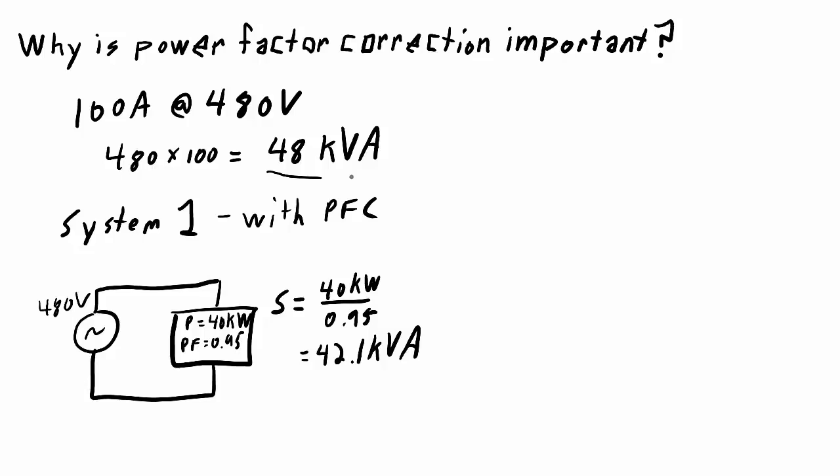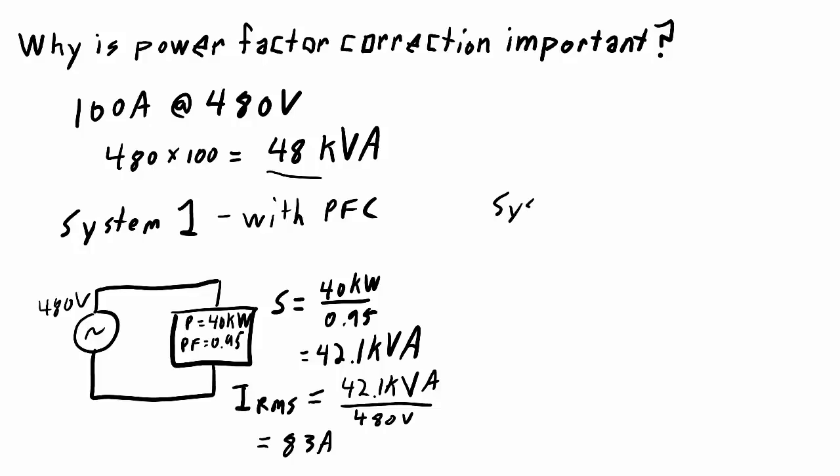And in this particular case, because the apparent power is 42.1 kVA, I can figure out what the RMS current is going to be. 42.1 kVA divided by the 480 volts gives me a current of 83 amps. So this 83 amps is going to the load driven by the 480 volt source and keeping the apparent power under the rated power.